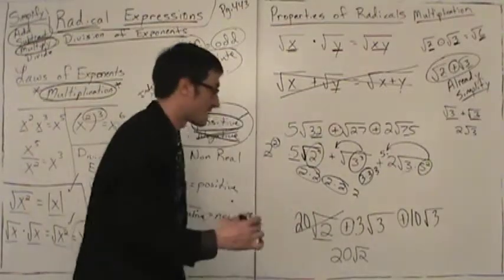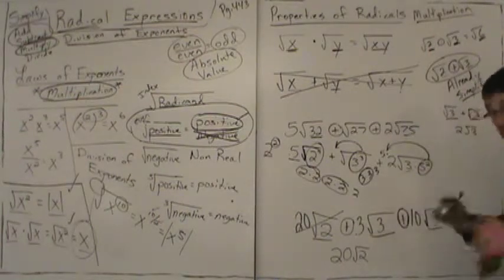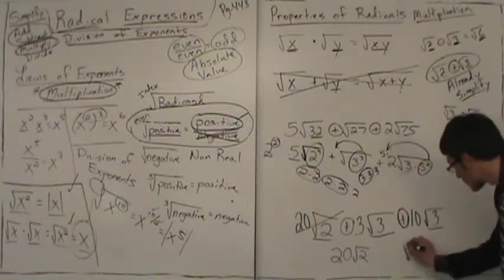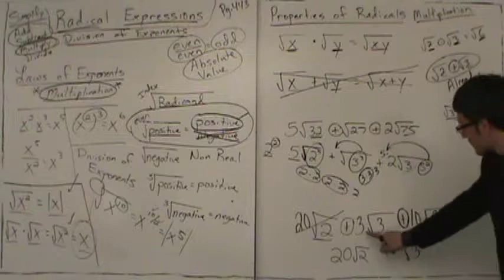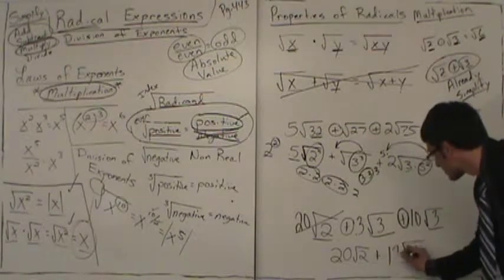Now, does something match our root 3? Yes. And when we add, what matches doesn't change. So the root 3 will not change. Add what's in front. 3 plus 10 is what? 13. So we end up with 13 root 3.